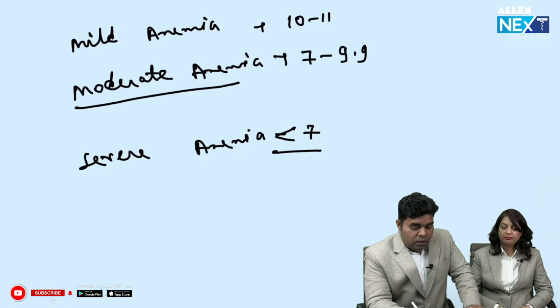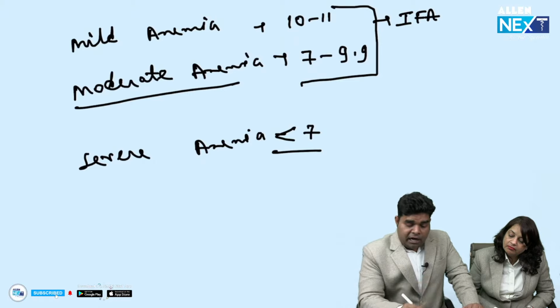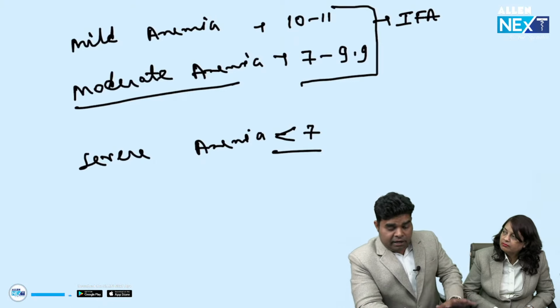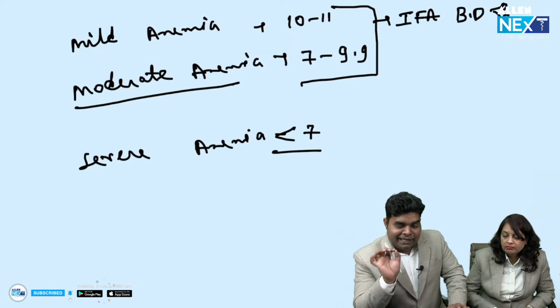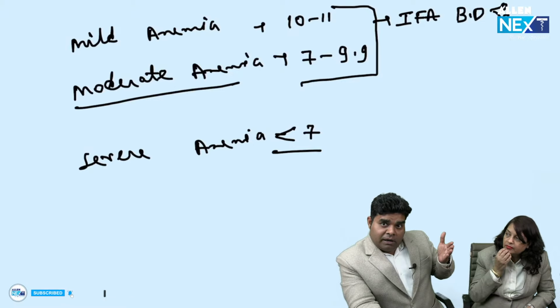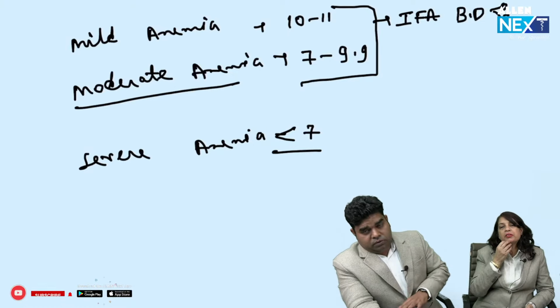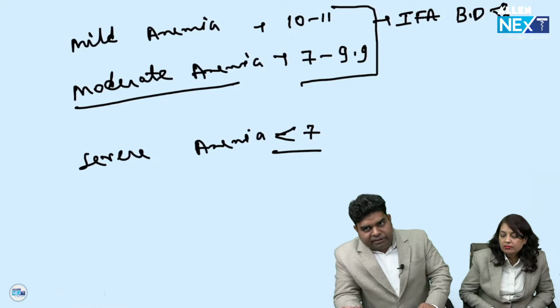So in mild and moderate anemia, we always treat with iron folic acid tablets, and we never give it 3 times a day. We only give it twice a day for treatment. And this is to be given from the second trimester, third trimester, and in lactation. So 180 days before delivery, 180 days after delivery.